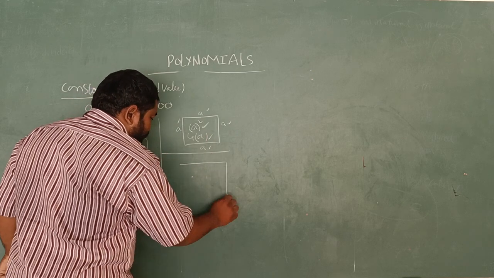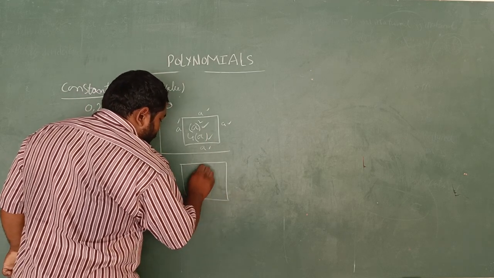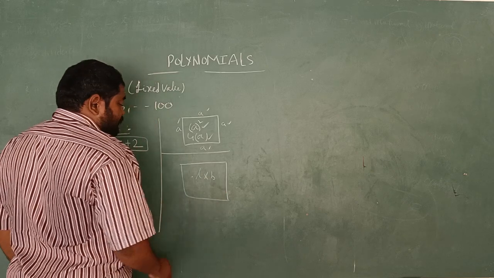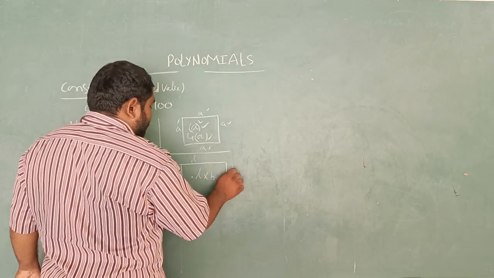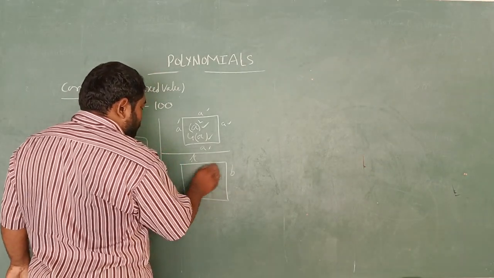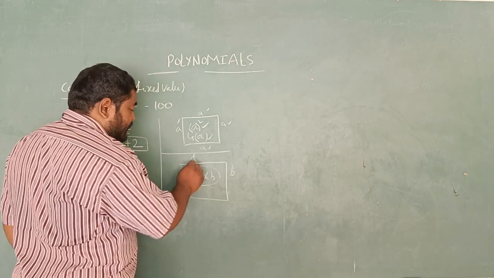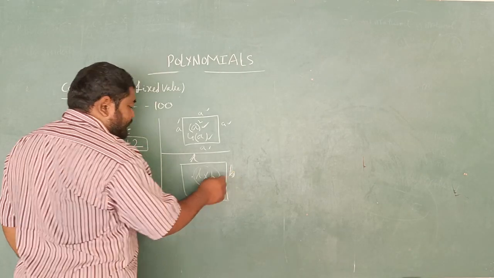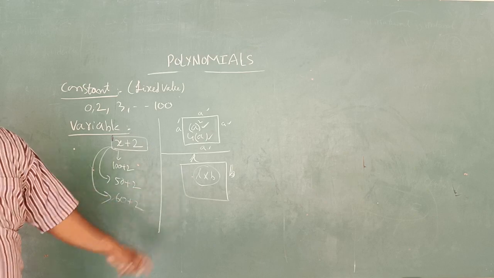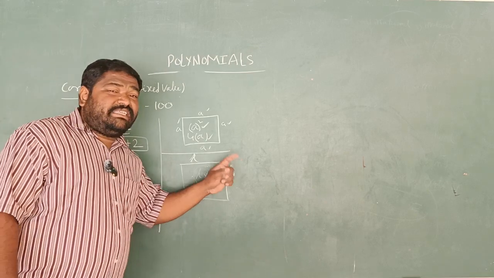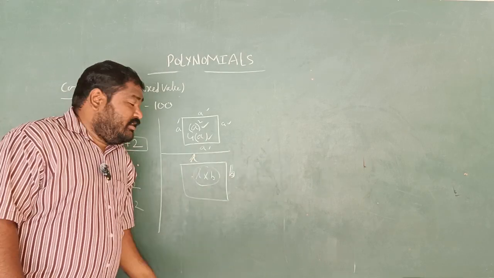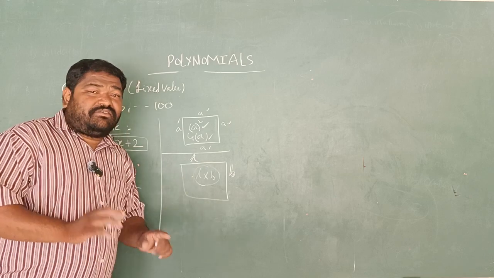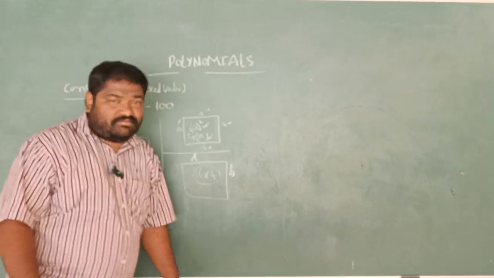The area of a rectangle is L into B. As the length and breadth change, the area also changes. Here L and B take various values according to the situation, according to the problem. L changes, B changes. Here is a symbol which takes various values.